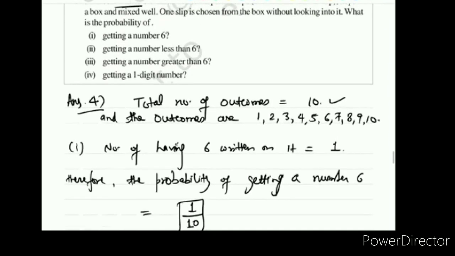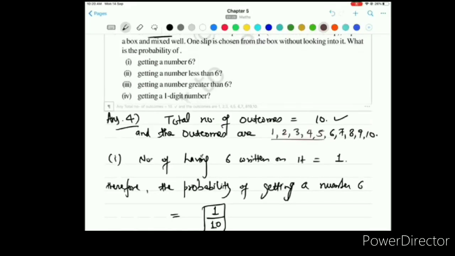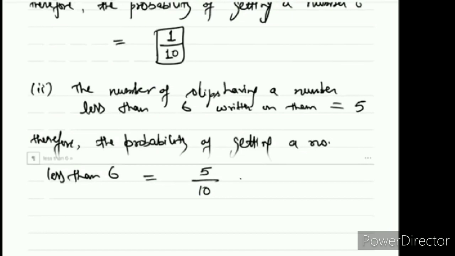Similarly, second part of question, getting a number less than 6. Less than 6, we are having 5 numbers. They are 1, 2, 3, 4, 5. The number of slips having a number less than 6 written on them is equal to 5. Therefore, the probability of getting a number less than 6 is equal to 5 by 10, that is equal to 1 by 2.